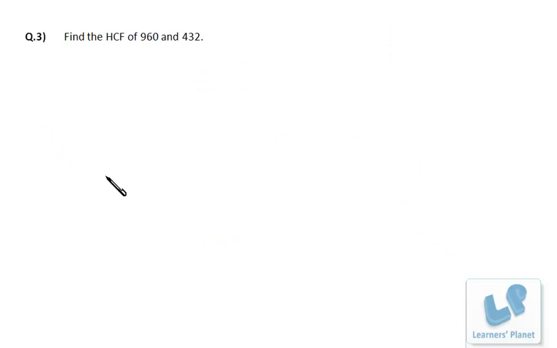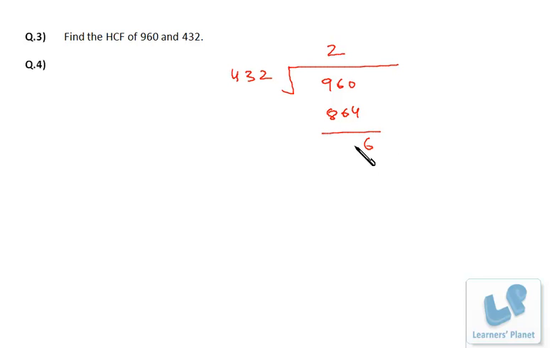Now let's see this question. We have to find the HCF of 960 and 432. Now how do we do that? The bigger number to be divided by the smaller number. So 432 here and 960. Now 432 2 times is 864. So we are left with 96. Now the remainder is not 0. That means the HCF of 432 and 960 is not 432.